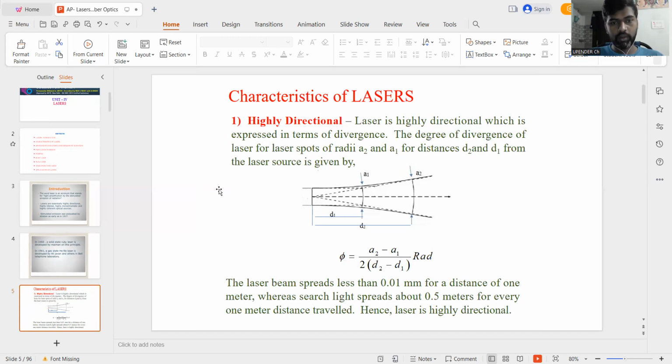The laser beam spreads less than 0.01 millimeter for a distance of 1 meter, whereas a searchlight spreads about 0.5 meters for every 1 meter distance traveled. This means that laser is highly directional as compared with the ordinary light source, which spreads very much more. This is the comparison between the ordinary torchlight source and the laser source.